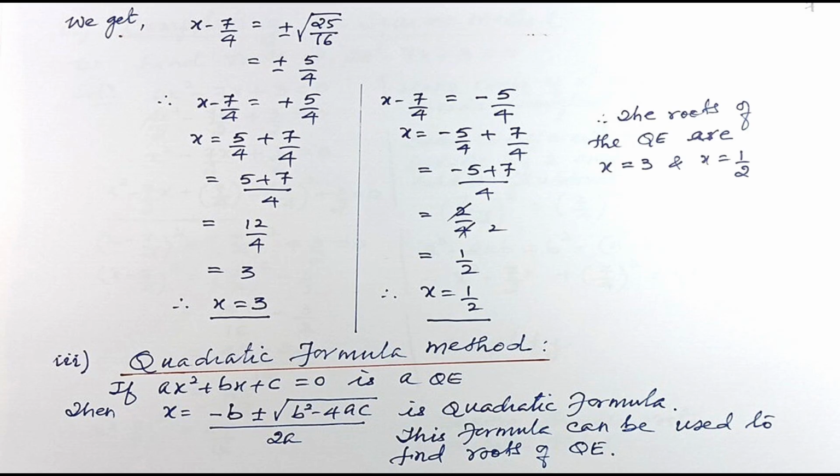Now the next method of finding out the roots of a quadratic equation is the quadratic formula method. Now for example, if ax square plus bx plus c equal to 0 is a quadratic equation, then x is equal to minus b plus minus root of b square minus 4ac upon 2a is the quadratic formula. Substitute the values of a, b, c in this, and then you will get the values of x, which are the roots of the given quadratic equation.